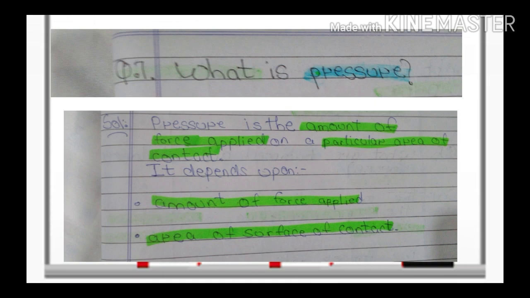There are two keywords: amount of force applied and particular area of contact. It depends upon the amount of force applied and the area of surface of contact. So here goes the answer.